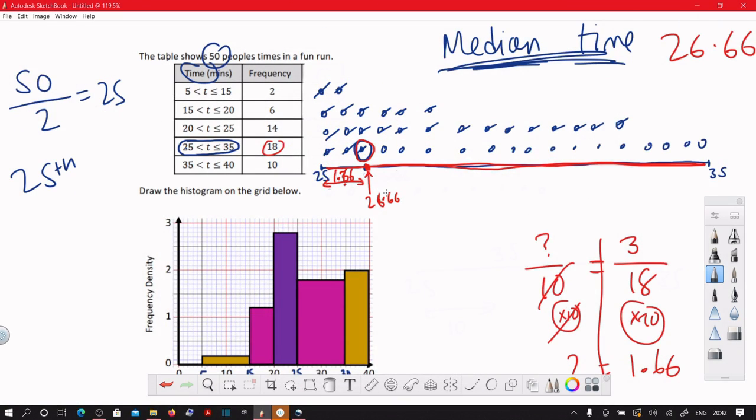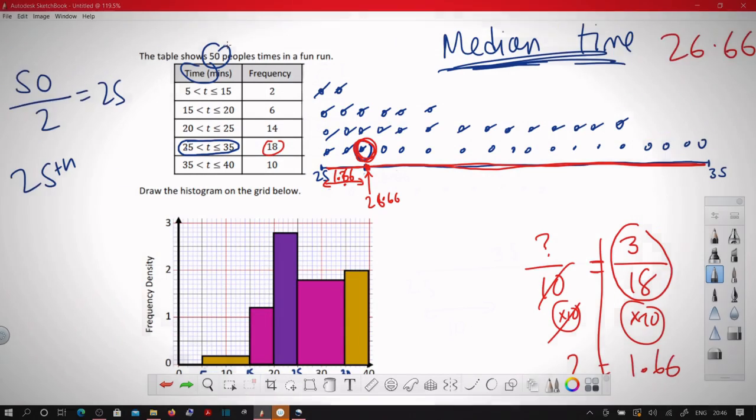You would expect 26.66 to lie close to 25. Obviously it's a lot closer to 25 than it is to 35. Why? Because the third person, the median person, is closer to the left hand side of this row than it is to the right hand side.